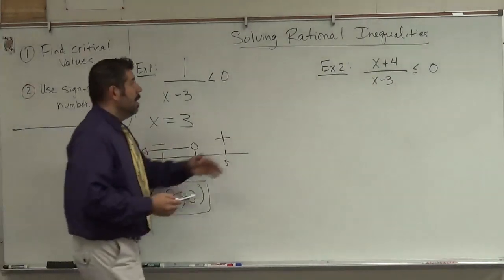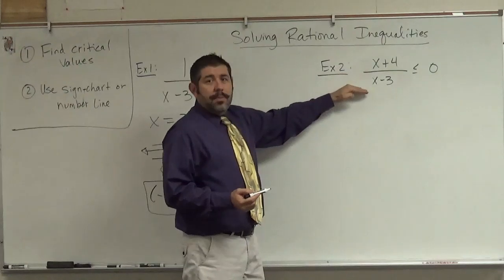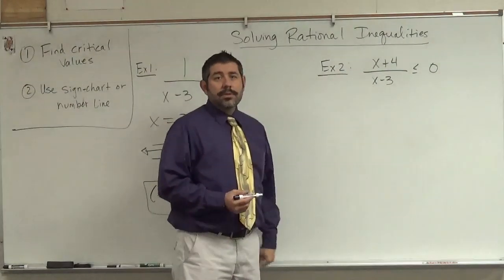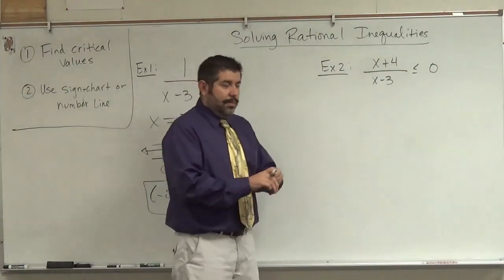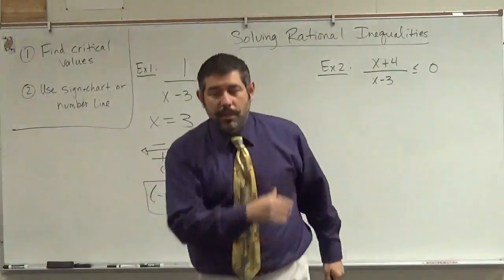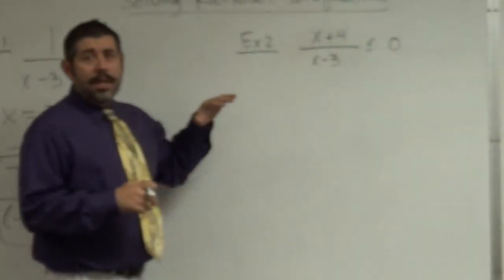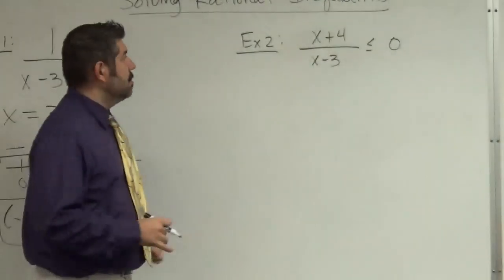Let's look at another one. I've got another one here: x plus 4 over x minus 3 is less than or equal to 0. Give me a second, I'm going to go over to the camera. I'm going to turn over here and zoom in so you can see this closer. All right, we're back here, a little zoomed in so we can see what's going on.